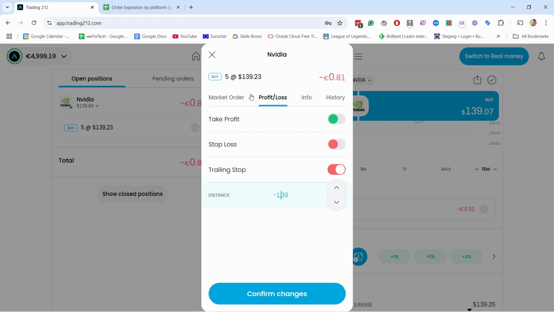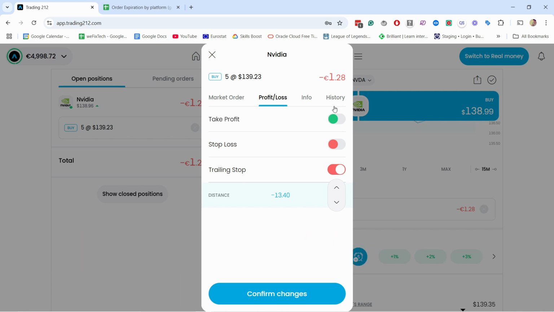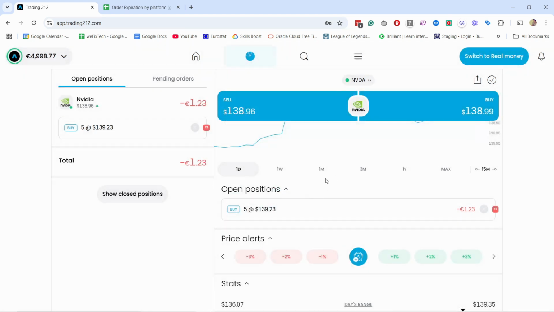So if I set this, for example, I have 139. So let's say 13. So this is the distance it will keep from the highest peak. So if, for example, this goes above the 13, let's say this goes to 160. That means the trailing stop loss will be adjusted to 160 minus 13, which is 147. And only if the stock starts dropping and it reaches that 147, then it gets executed. So from here, I can confirm the changes, and you can see that I set this trailing stop loss.